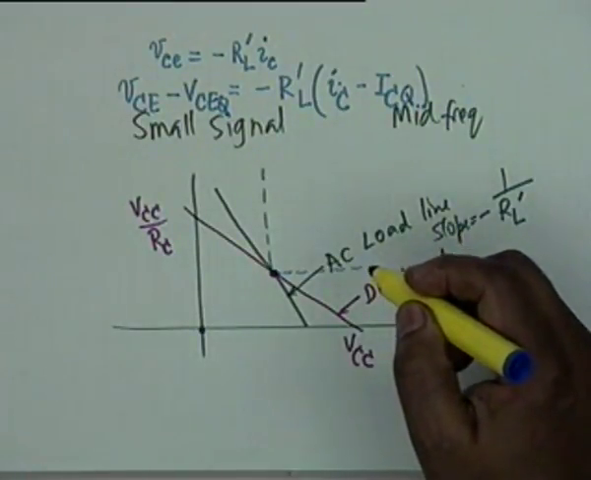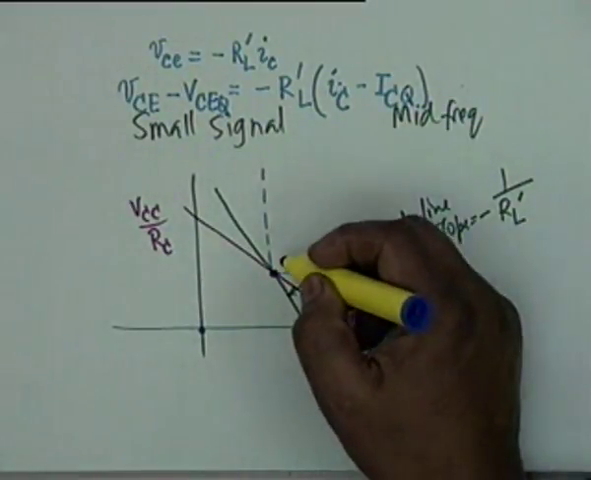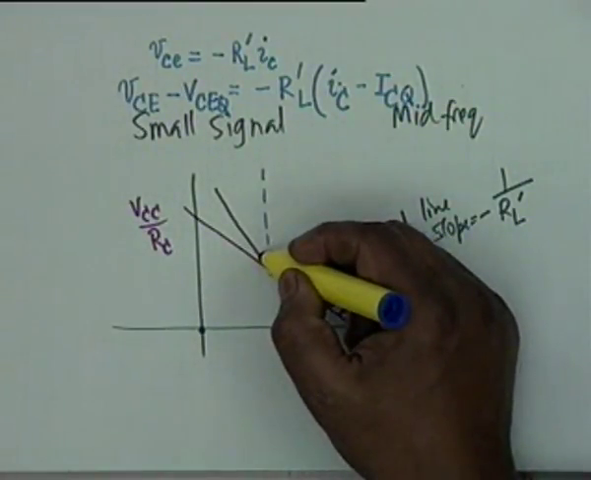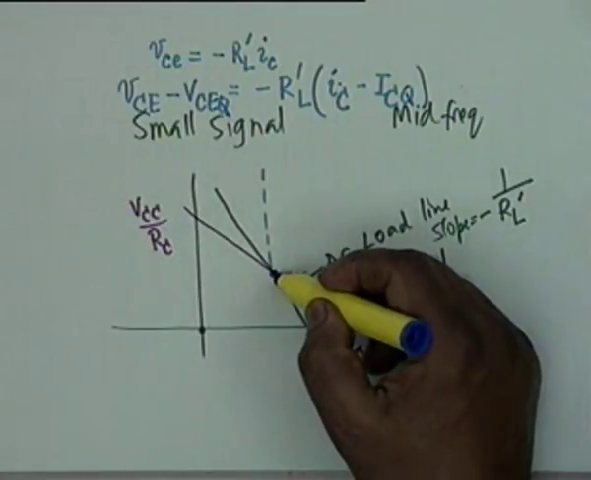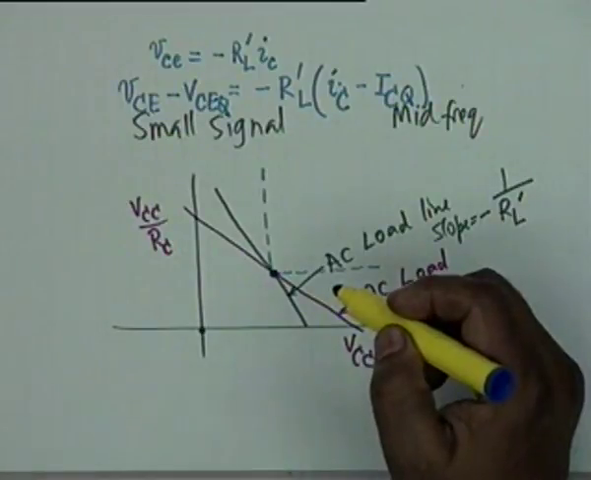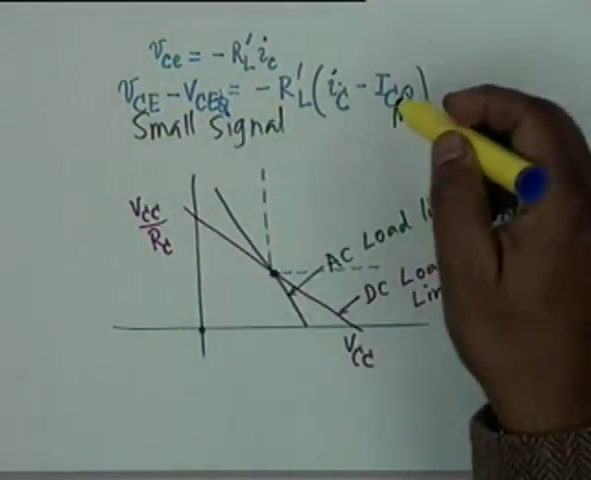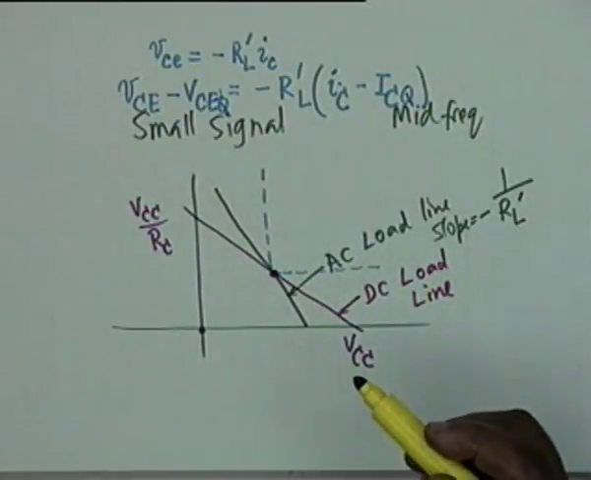Okay, if the incremental base current increases, then you will go up on the green line. If the base current decreases, you will go down on the green line. But these variations are small compared to VCEQ or ICQ. They are small quantities. That is why it is called a small signal operation.